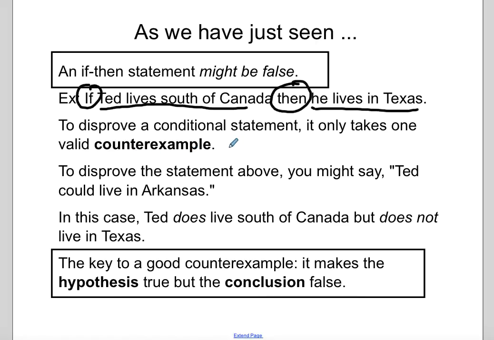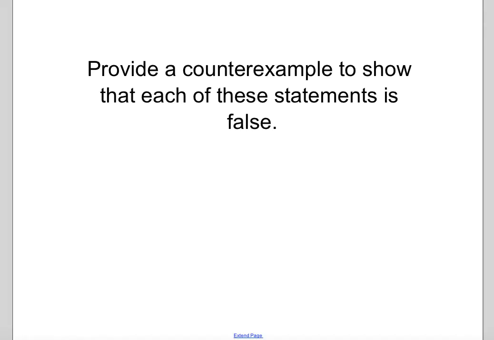To disprove the statement above, you might say, well, Ted could live in Arkansas. If he lived in Arkansas, then he would still live south of Canada, but it wouldn't be true that he lives in Texas. So the key to a good counterexample is that it makes the hypothesis true, but the conclusion false. Provide a counterexample to show that each of these statements is false.